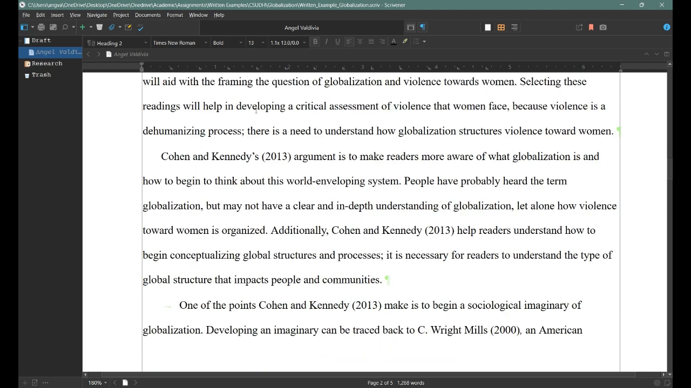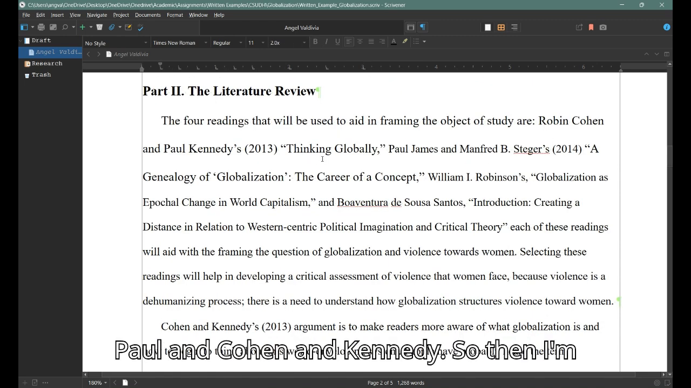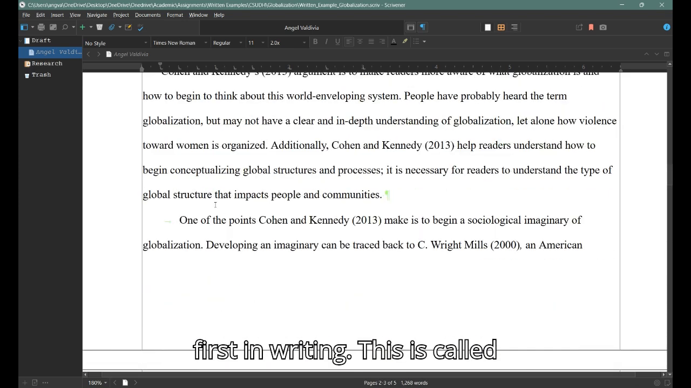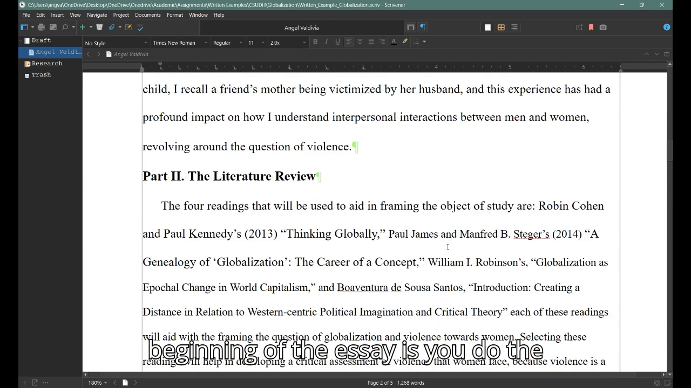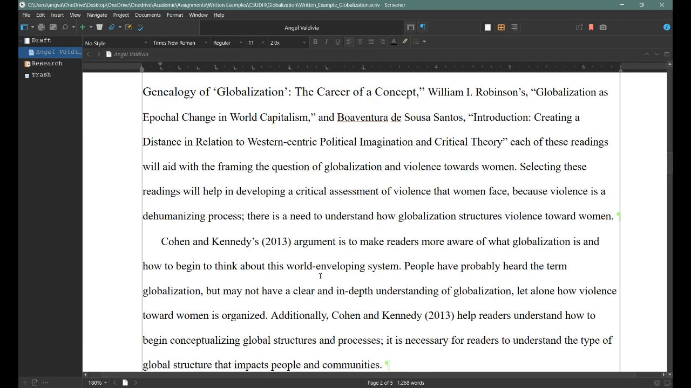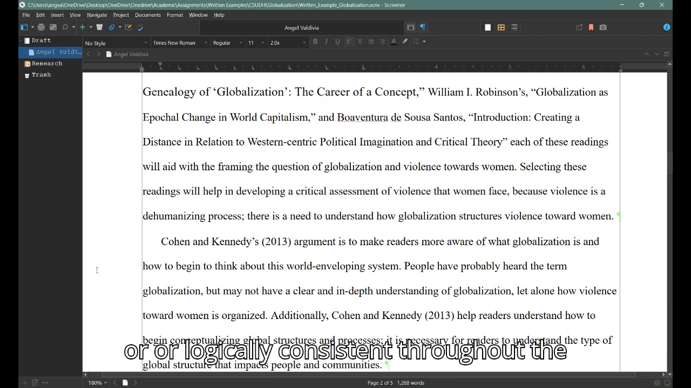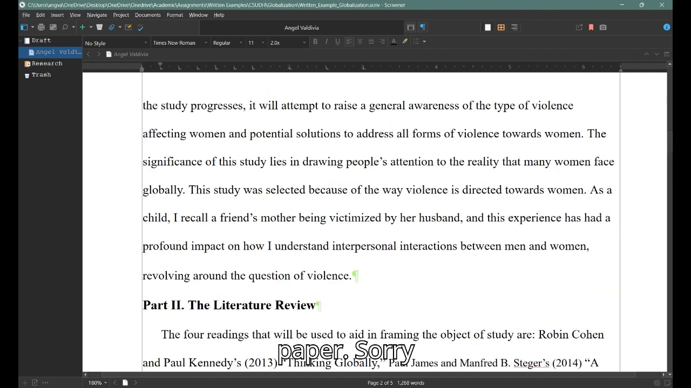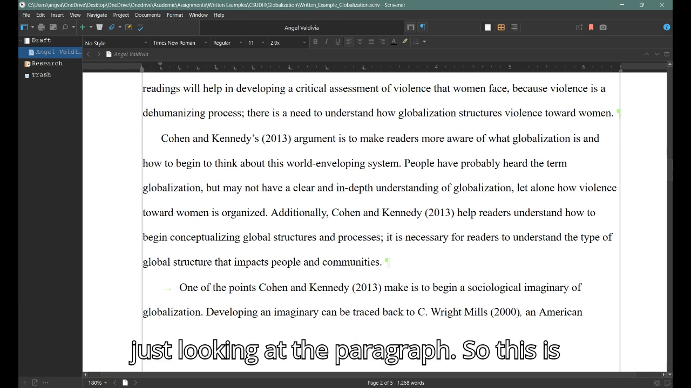Then I start, since I first mentioned Cohen and Kennedy, I'm going to write about Cohen and Kennedy first. In writing, this is called parallelism. What you do at the beginning of the essay is the parallel work to make sure that you're logically and aesthetically coherent, or logically consistent, throughout the paper. Sorry about that. I'm just trying to situate it so you can see the paragraph.